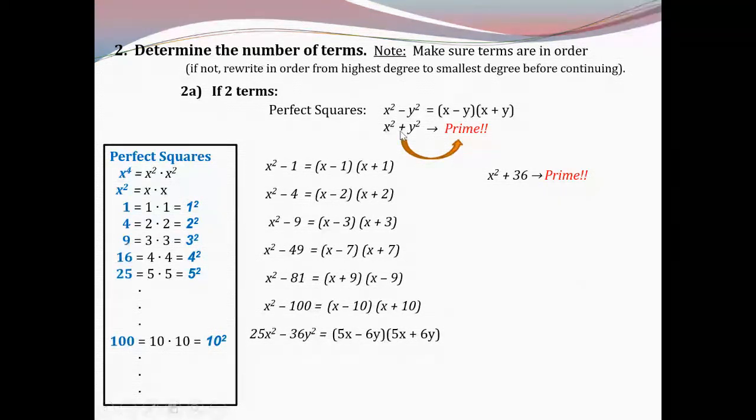Okay, that's why I did that on purpose, right? I put the plus there. I put x squared plus 36. So you know that it has to be prime. It cannot be factored. Okay?